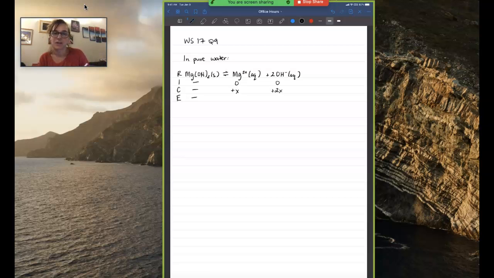A lot of times when we do the acid bases, everything's 1 to 1. And so students fall into the habit of saying minus X and plus X, but don't forget, especially for solubility, that there are stoichiometric coefficients and you'll want to include that. So in this case, plus 2X. And so at equilibrium, it'll be 0 plus X, which is X, 0 plus 2X, which is 2X.